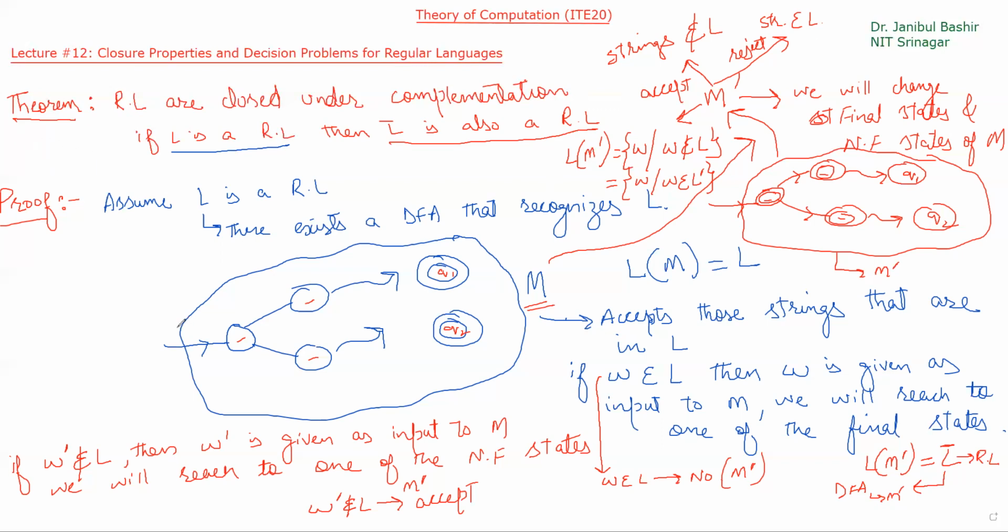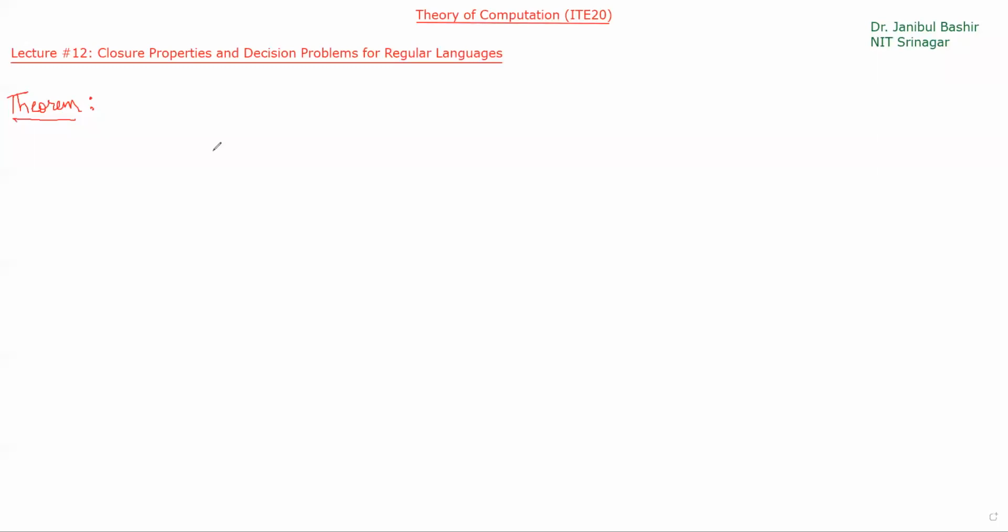Now let's prove whether regular languages are closed under union or not, or we can say whether union is a closure property. So let's rub this and prove the same for the union operation as well. Now we have to prove this particular theorem that regular languages are closed under union.